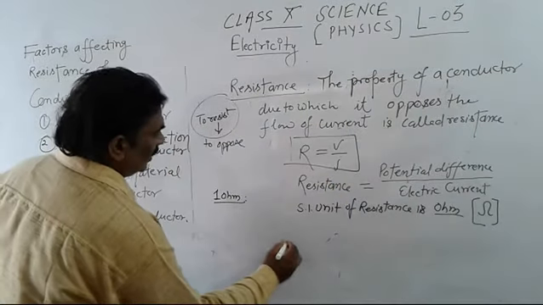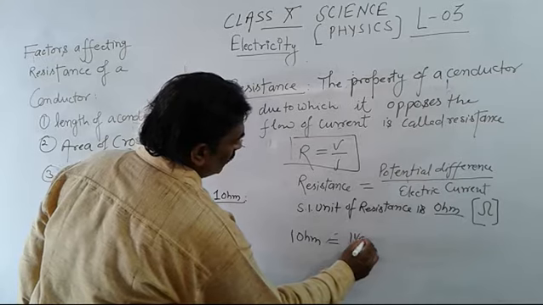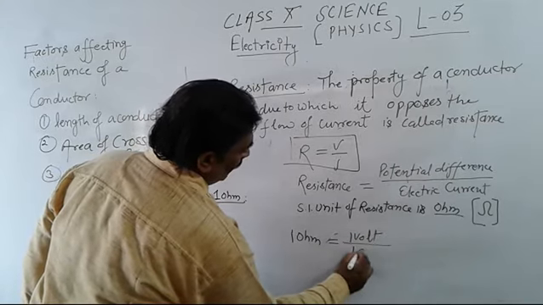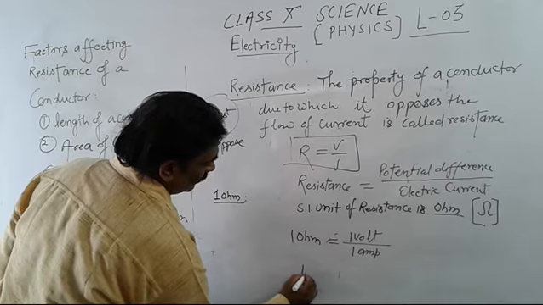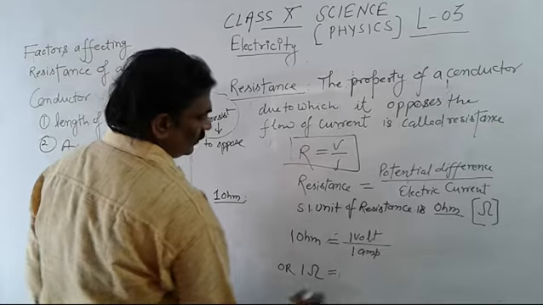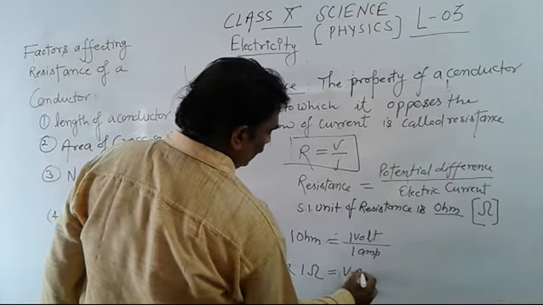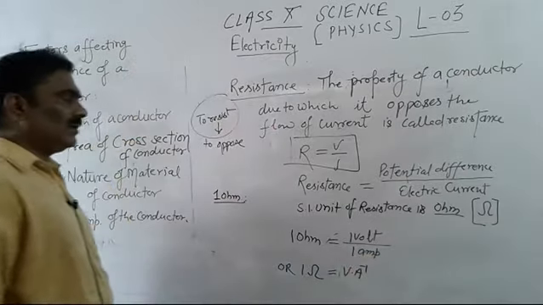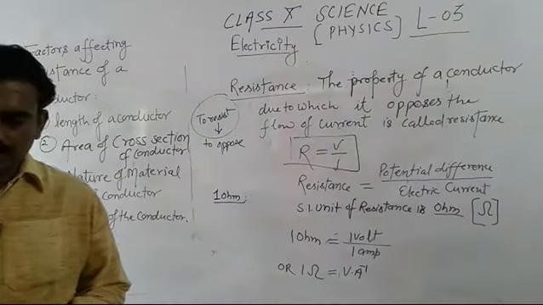And we can also say 1 ohm is equal to 1 volt upon 1 ampere, or 1 ohm we can say is volt into ampere to the power minus 1. So this is the definition and formula of resistance.